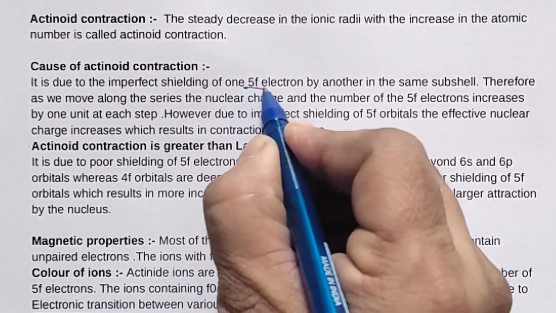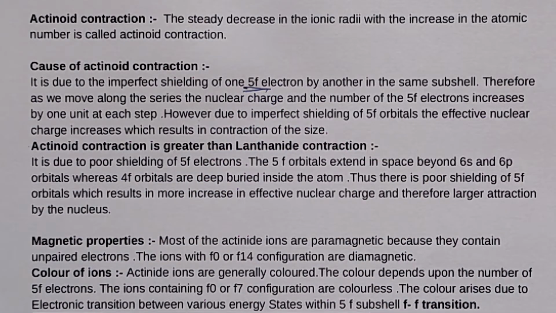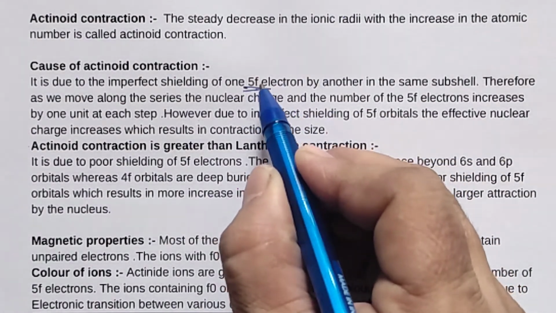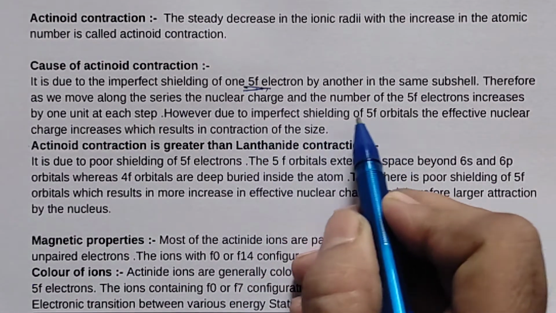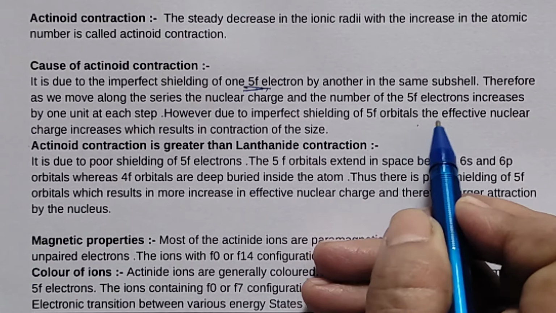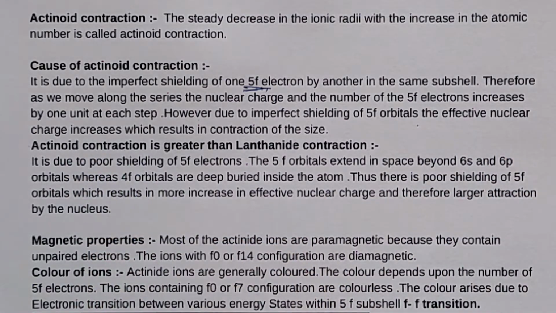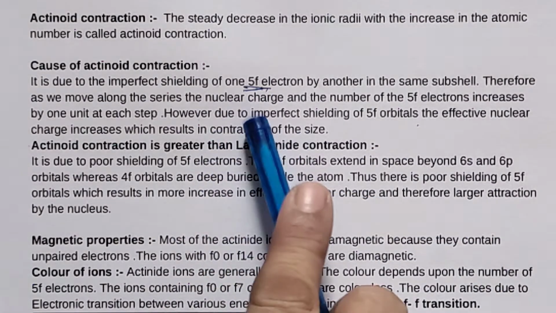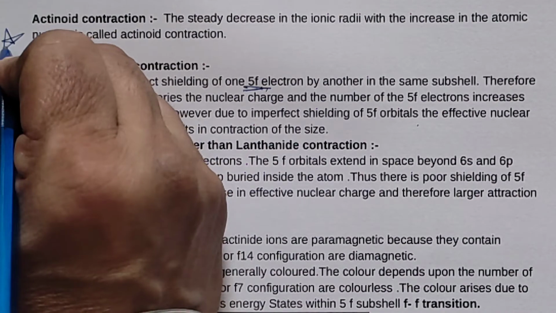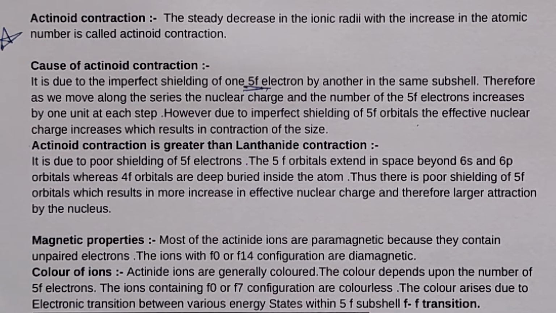In these, the 5f orbital is in the process of being filled. Because of the peculiar shape of the f orbital, it is not able to provide effective shielding. Because of the imperfect shielding of the f orbital, the effective nuclear charge will increase. As a result, the size will decrease. So this is the cause. It's a very, very important part. You should know what actinide contraction is and what its causes are.